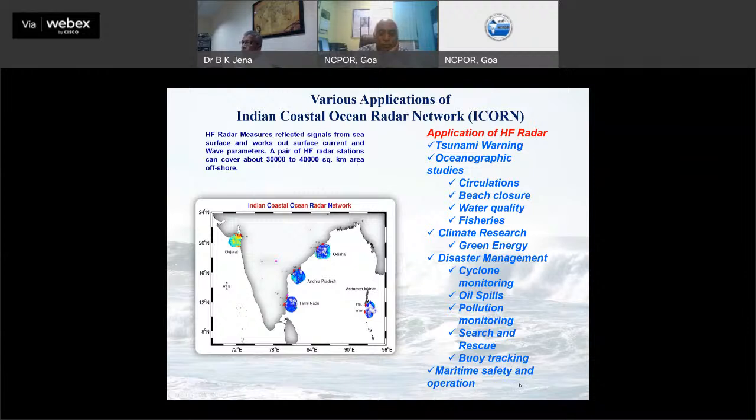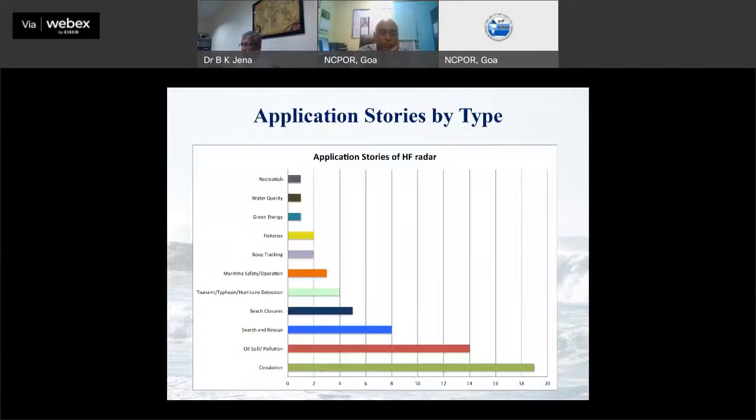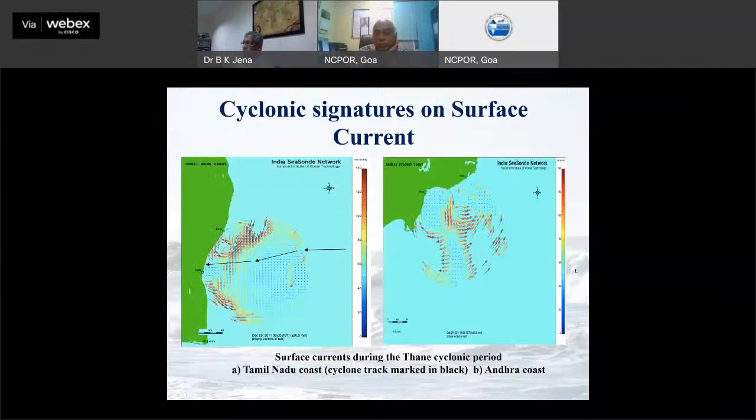This data is very, very important. If you have it all along the Indian coast, we all can put this to live applications. In the world, these are the percentages of utility of HF data in different fields. People are using it more for circulation and oceanography study. Second, coming to oil spill and pollution monitoring, search and rescue, beach closure, tsunami, maritime safety, and then slowly it is coming to fisheries and all these things. So this HF data is very, very vital.